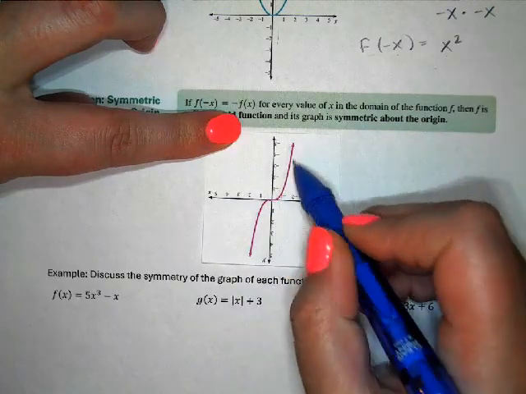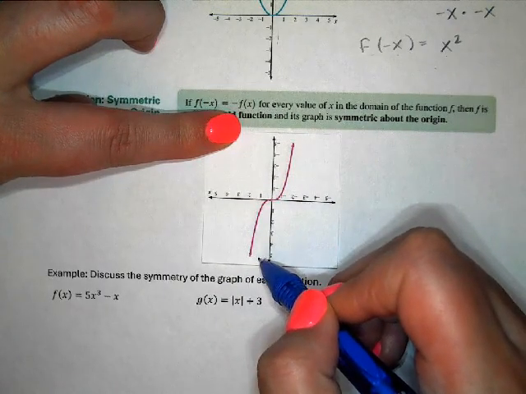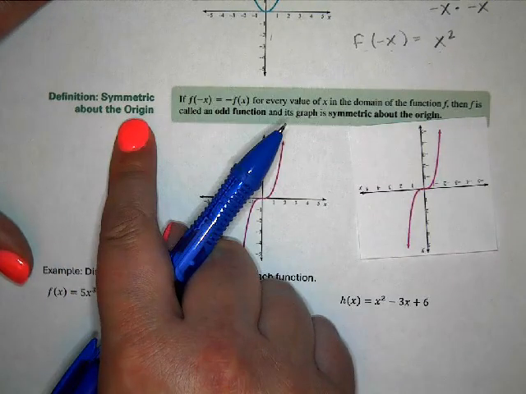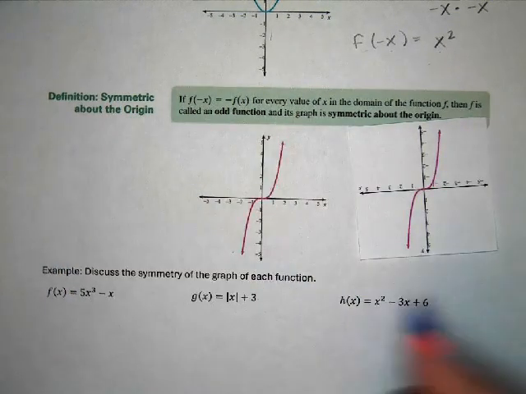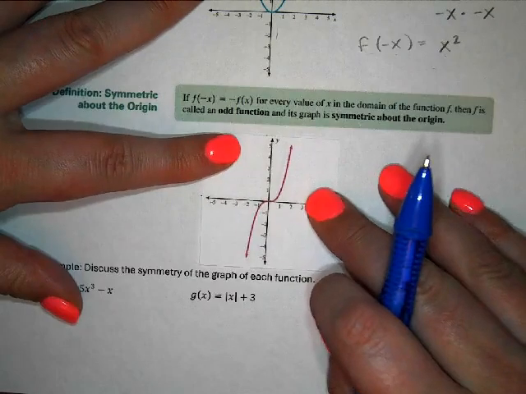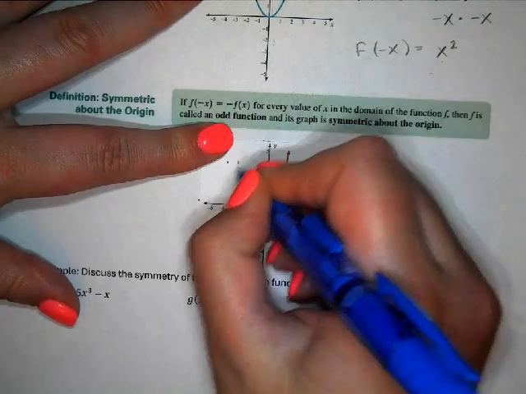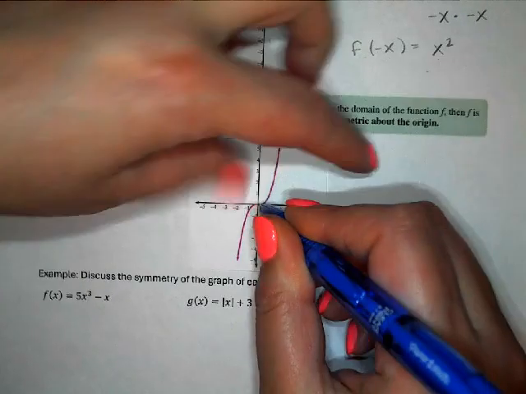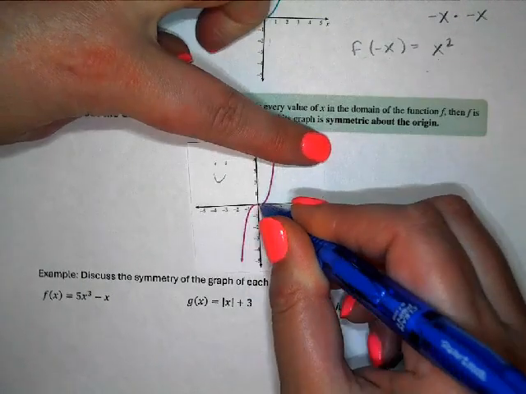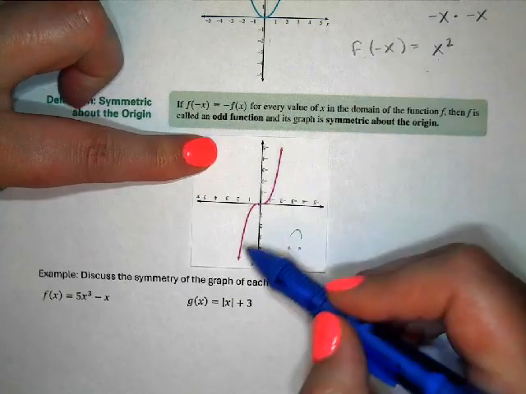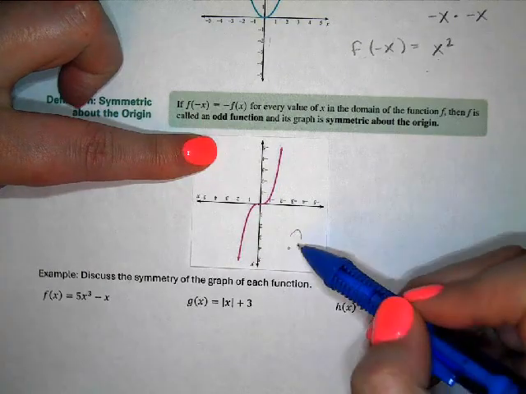And that is what symmetry about the origin is: it's rotational symmetry. It means you can spin the graph 180 degrees and it looks the same. So I started with my function like this. I'll put a little smiley face so you can see my orientation there. If I take this and spin it about the origin, my pencil's at the origin, I can spin it 180 degrees and the function looks exactly the same, but I've only spun it 180 degrees. I haven't spun it all the way around. So that's what symmetry about the origin means.